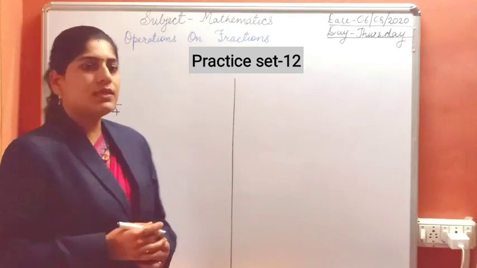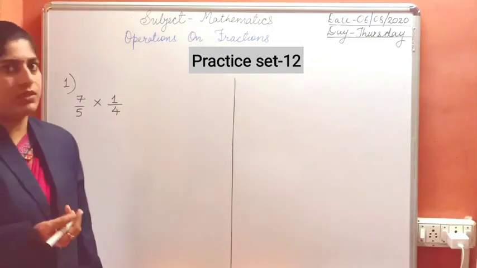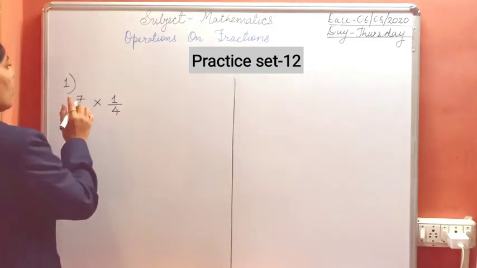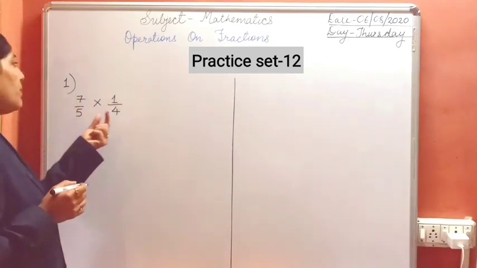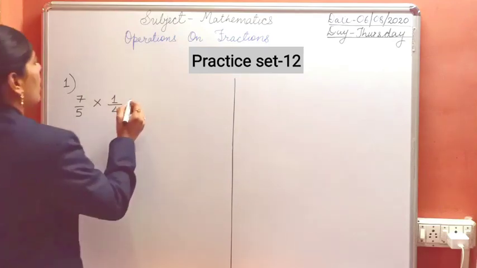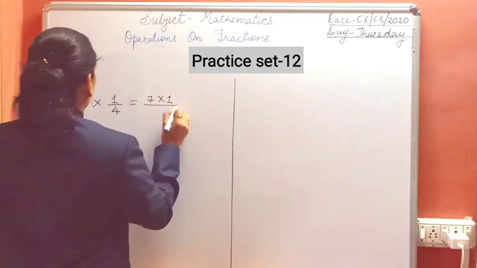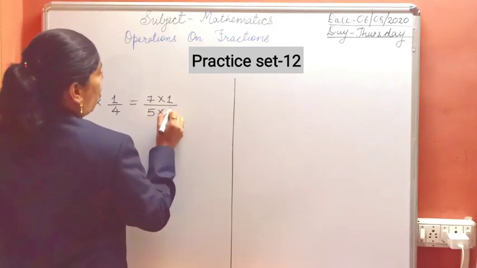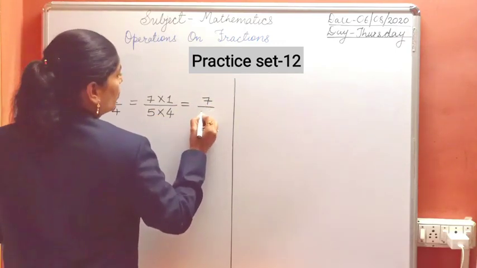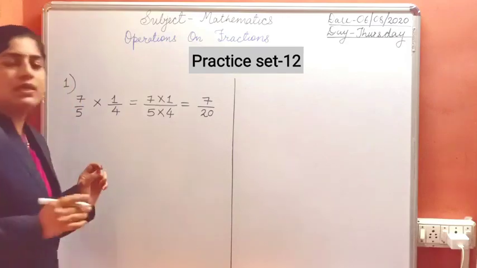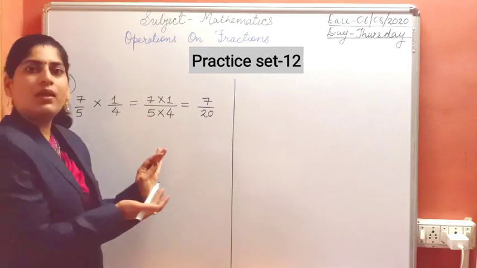So here students, let us see how to multiply two fractions. Here the numerator will be multiplied by numerator and denominator will be multiplied by denominator. Let us see how to do it. 7 ones are 7, then 5 into 4 means 5 fours are 20. So in multiplication it's very easy. You have to multiply numerator by numerator and denominator by denominator.